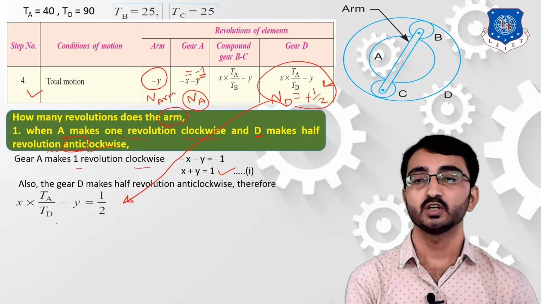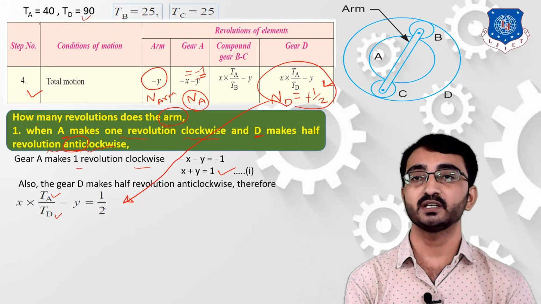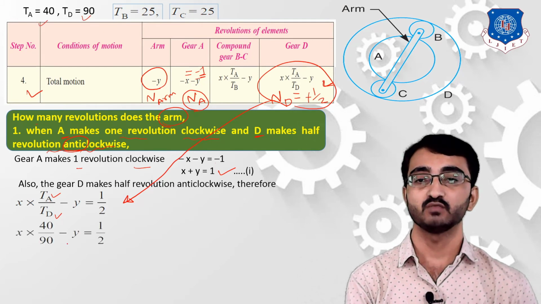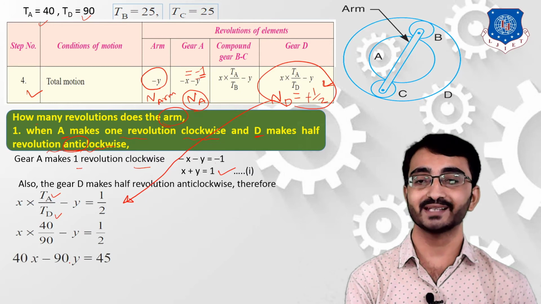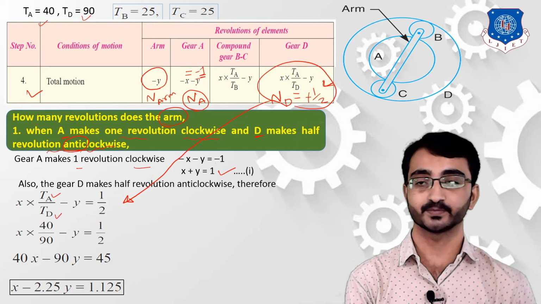Now to simplify this equation, we have to put the number of teeth of A and D that we have been given in our data. By putting these values, we will get the equation in terms of x and y. Let's simplify this equation. Your final equation will become x minus 2.25y is equal to 1.125. Now this is your equation number 2.